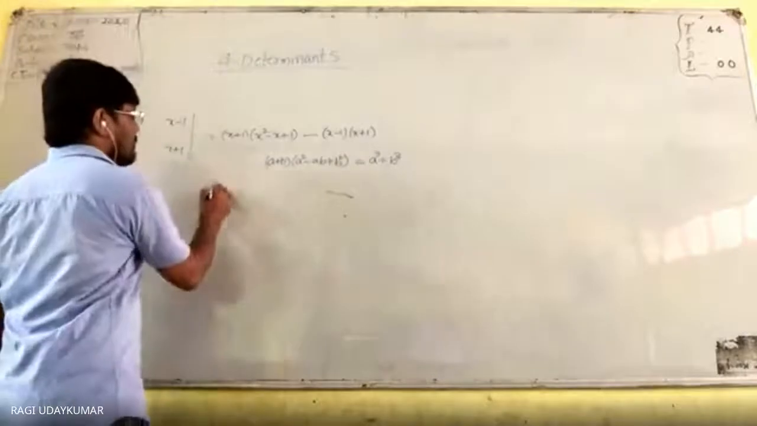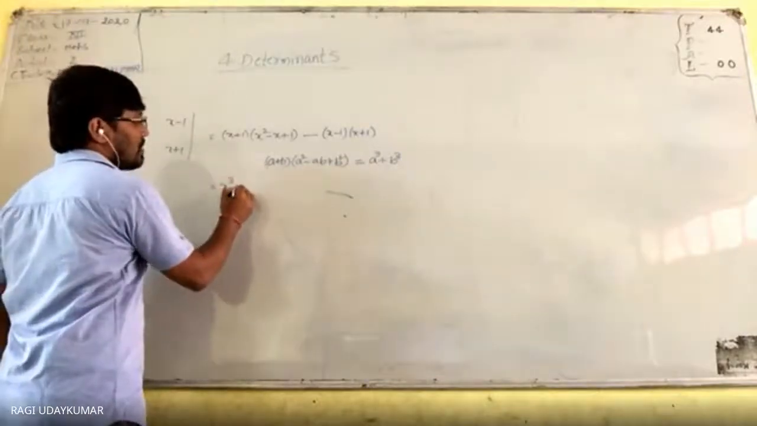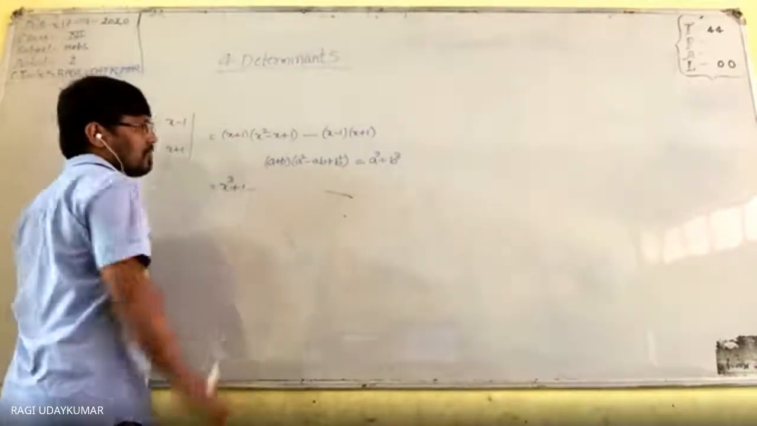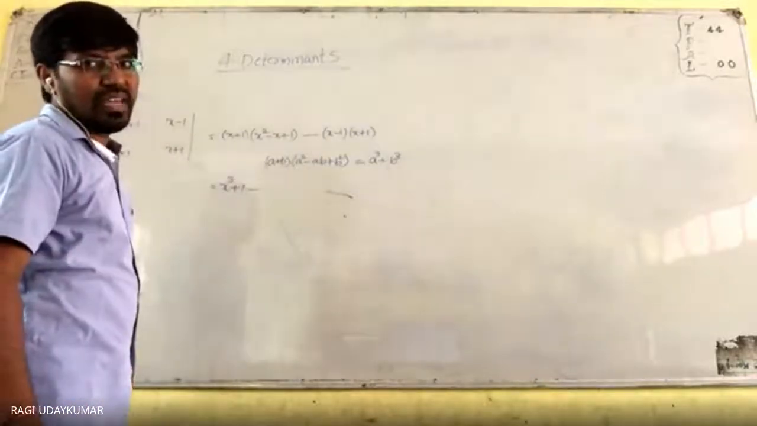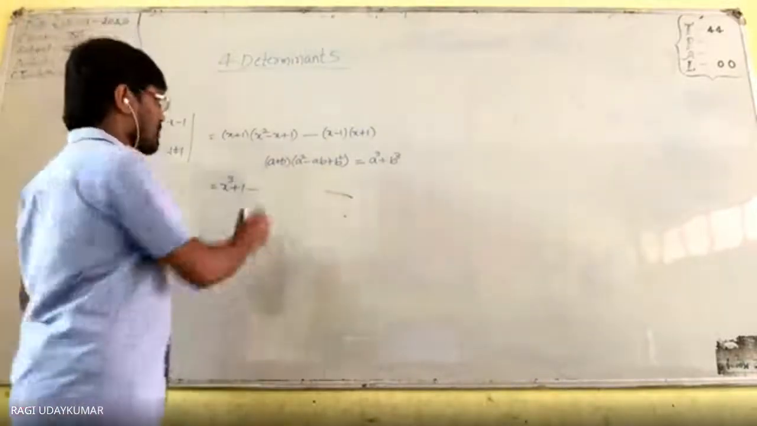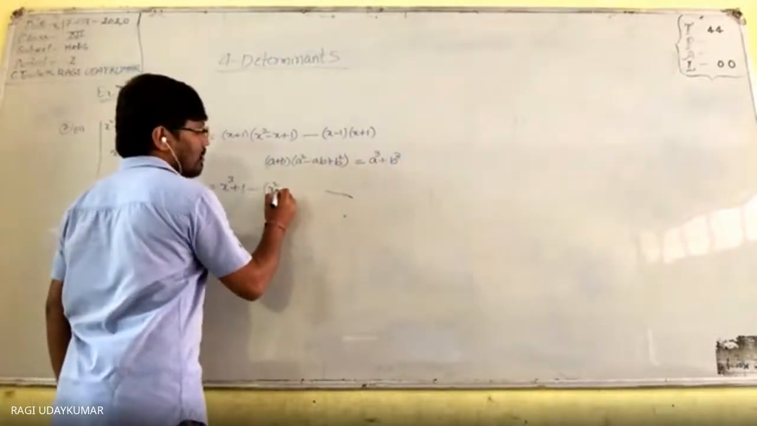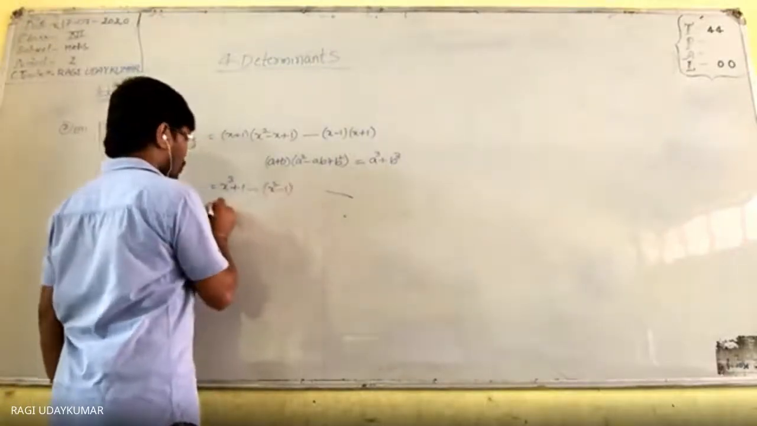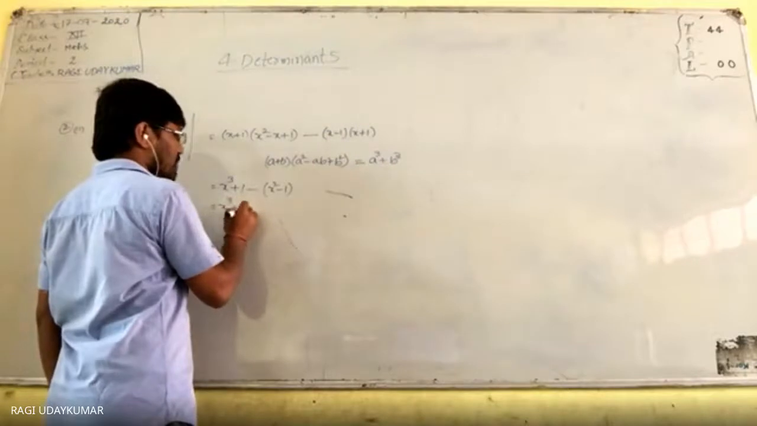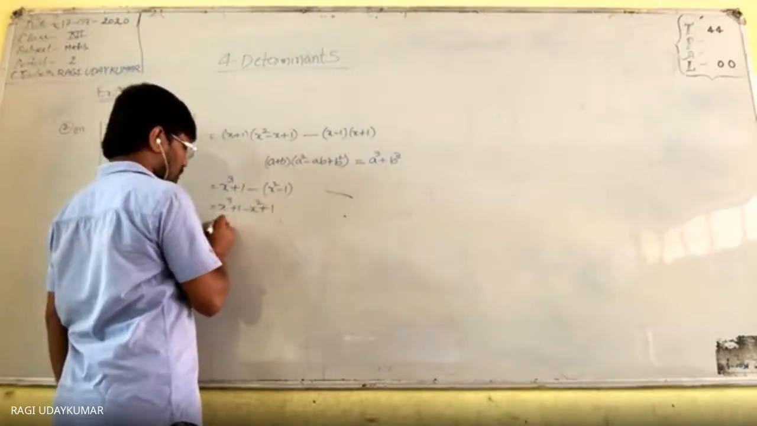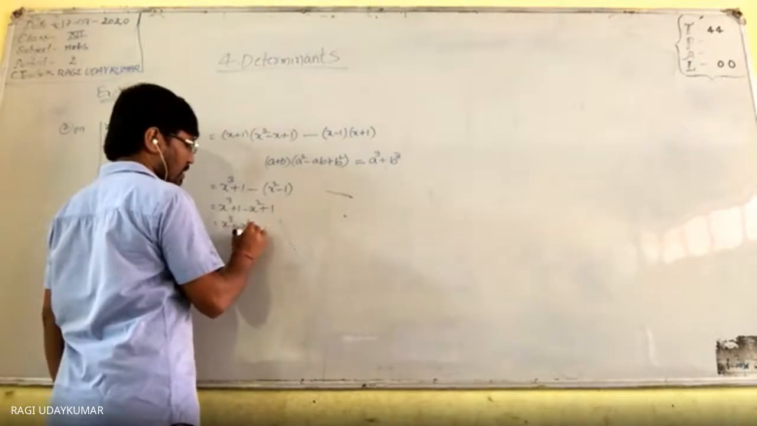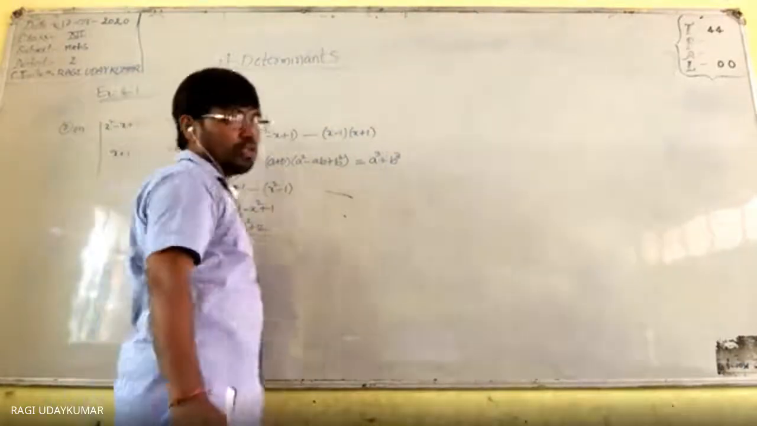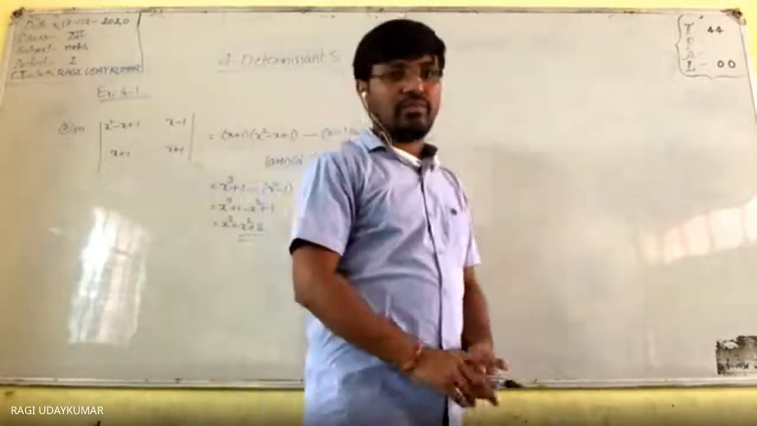So this can be written as x cube plus 1 minus that one, a plus b into a minus b, a square minus b square. But brackets में लिखना a square minus b square. So you are going to get x cube plus 1 minus x square plus 1, which is equals to x cube minus x square plus 2. This is a determinant of the matrix we get here.